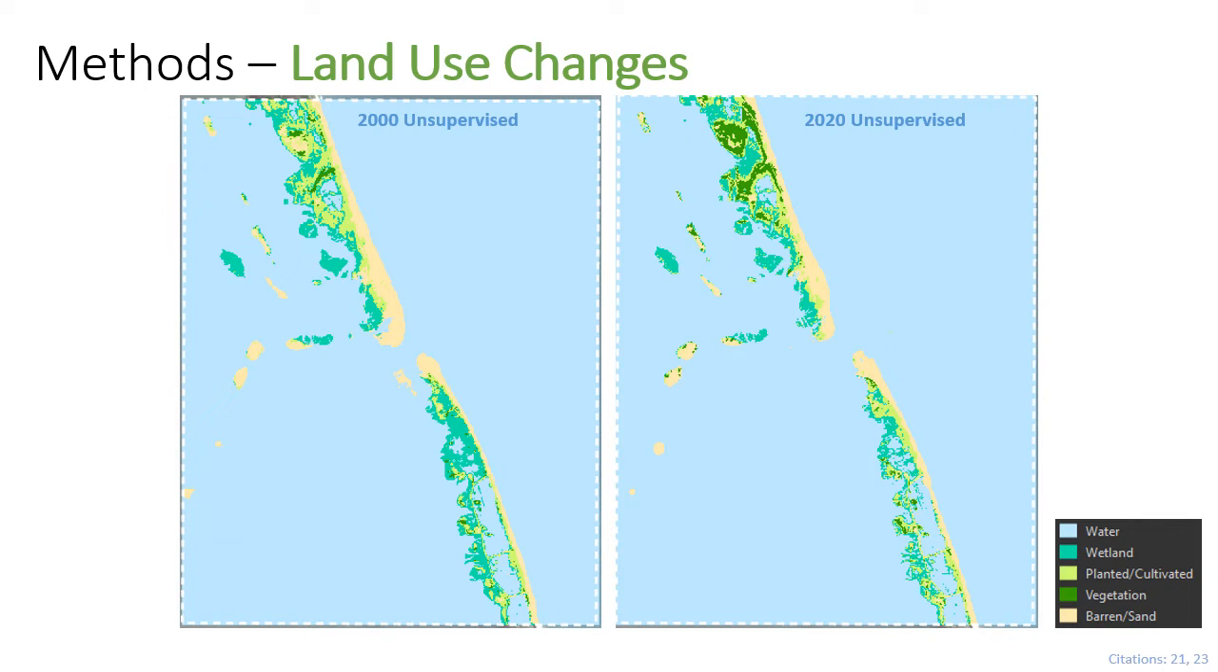My research showed that Dare County's increase in population has mostly occurred in the area north of Oregon Inlet, which may have increased developed area north of the inlet, but I didn't really see that in this classification.